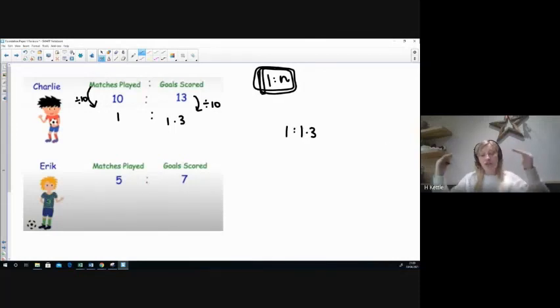I've kept the ratio the same because I've done the same to both sides, but most importantly, I've made the left-hand side 1, which is what we were asked to do if we're asked to give it in the format 1 to n. So n can be whatever, but the left-hand side has to be 1.